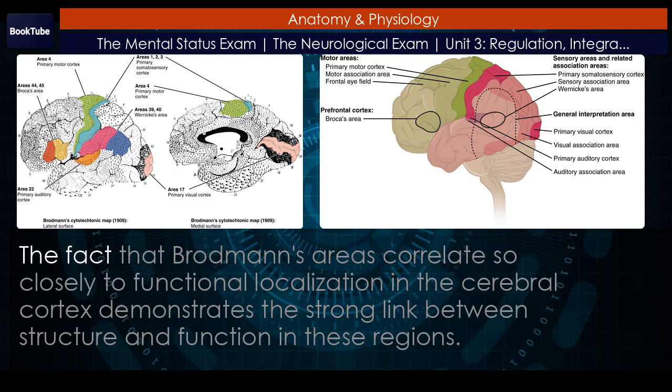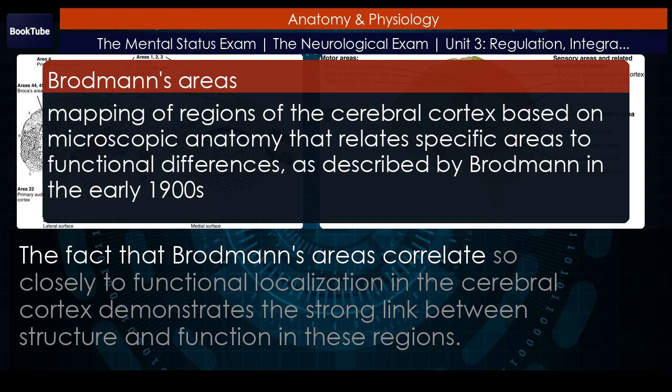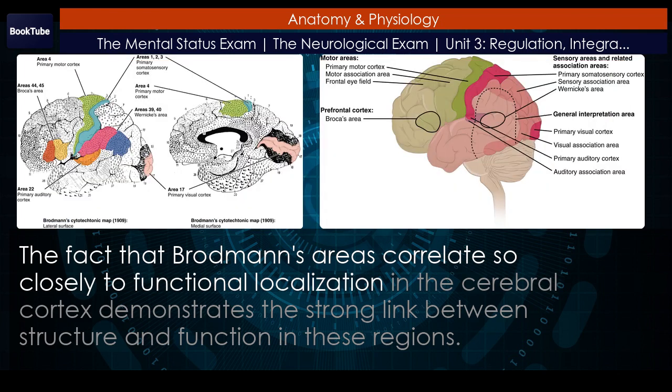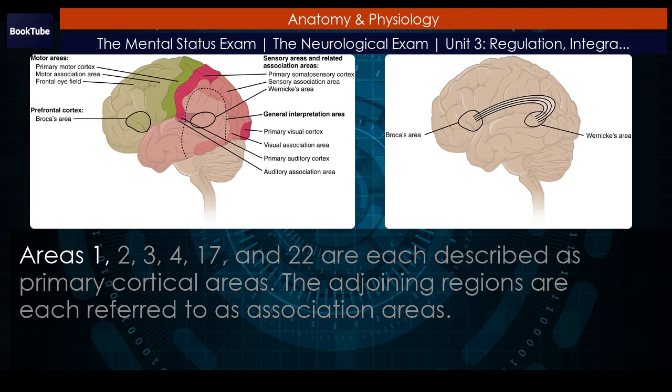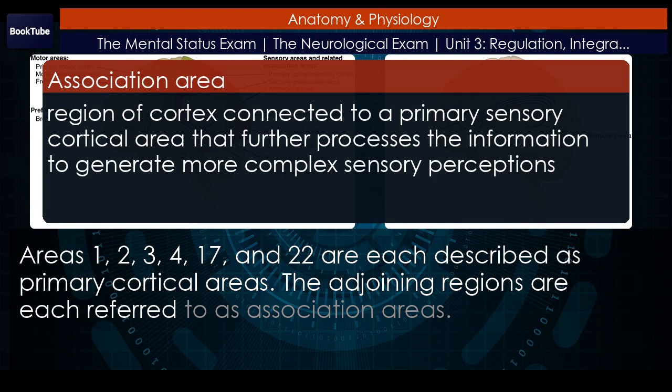The fact that Brodmann's areas correlate so closely to functional localization in the cerebral cortex demonstrates the strong link between structure and function in these regions. Areas 1, 2, 3, 4, 17, and 22 are each described as primary cortical areas. The adjoining regions are each referred to as association areas.